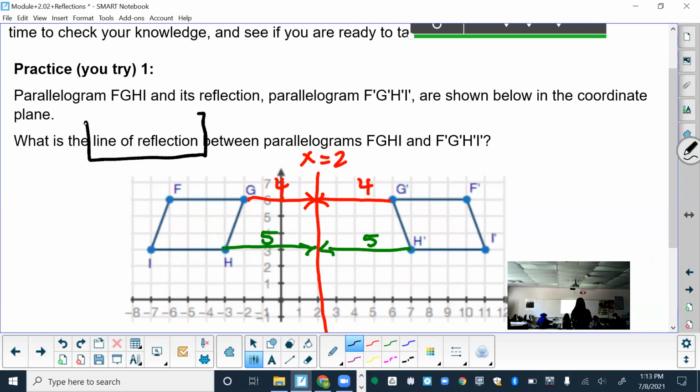So my line of reflection is where x is equal to 2. Make sense? So when in doubt, to find the line of reflection, figure out the distance between them and divide it by 2. And see what equation matches that area.